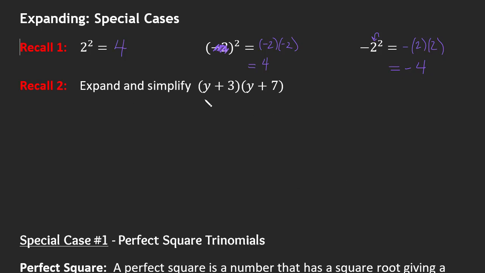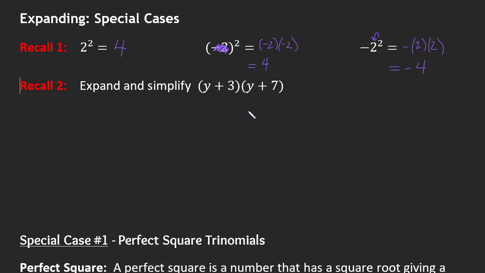Now my second recall is just to discuss expanding and simplifying. So if we do have a polynomial such as this and we want to expand it, at this point you should know how to do this. If you would like to practice it yourself, I recommend you pause the video. If you already know how to do it, well, skip ahead to my next special case. But what we're going to do is multiply all the items in the first bracket times all the items in the second bracket.